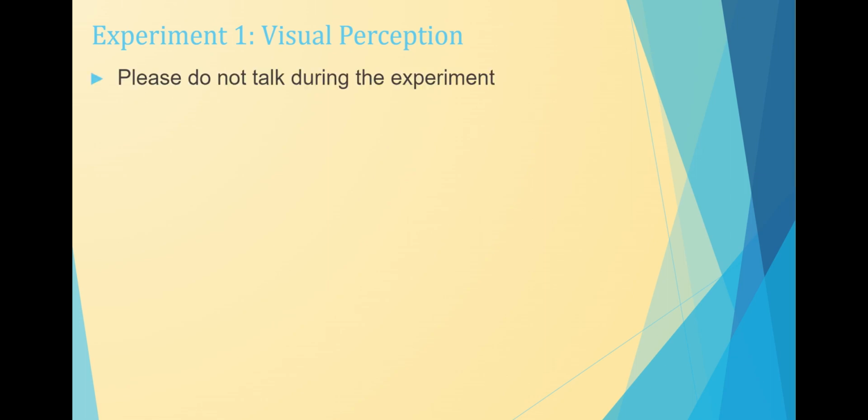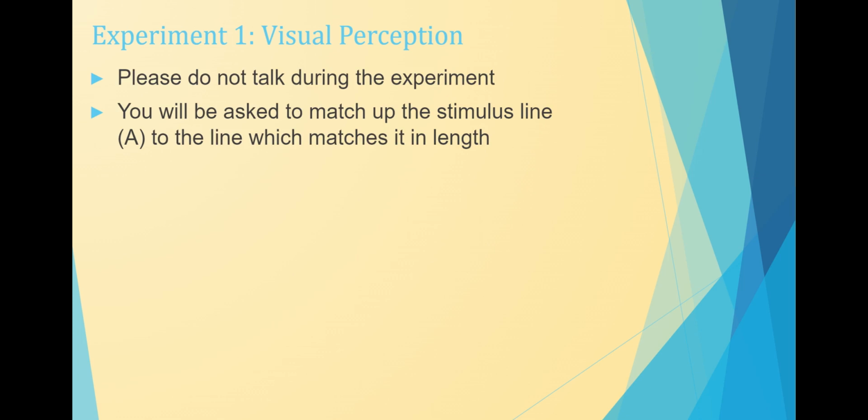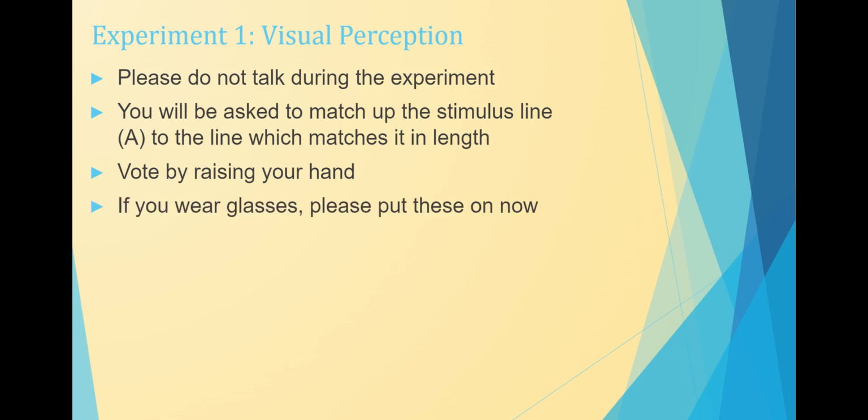I ask the students to not talk during the experiment, and then I run them through essentially a recreation of Asch's lines experiment. So I tell them how it works, where they have to match up the stimulus line to the line which matches it in its length, and then vote. I actually changed this. I got them to vote out loud, but when I had bigger classes, I got people to vote by raising their hands. And then I asked people if they wear glasses to put them on now.